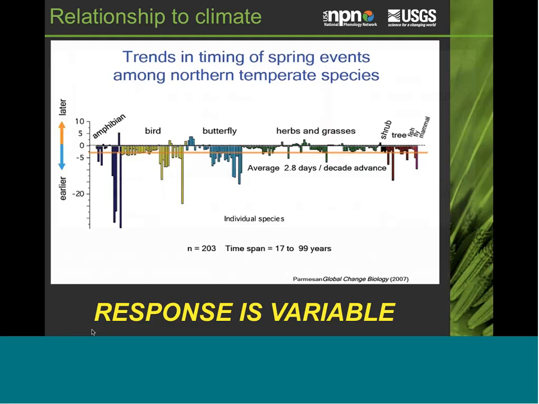So what we're starting to see is that some species can and some species can't. And this variability in the velocity of change can have profound implications for species interactions. This is something that more researchers are starting to look at, and it's called phenological or trophic mismatch.